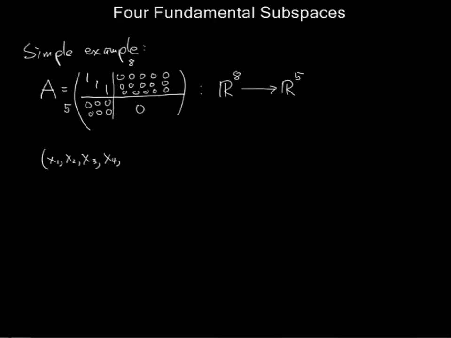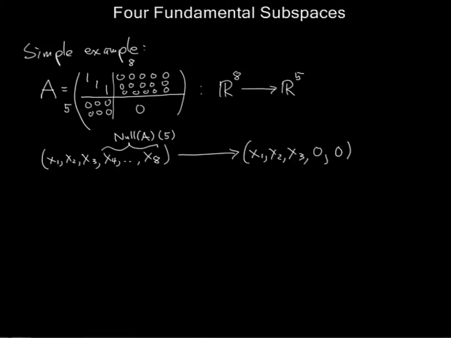Well, the map takes x1 through x8 to what? Well, it keeps the first three variables and then sets the last two equal to 0. And so the null space of A is these 5 variables, x4 through x8, which is to say it's 5-dimensional. And the image of A is these 3 variables, which is to say it's 3-dimensional. And 5 plus 3 is indeed equal to 8, which is n.